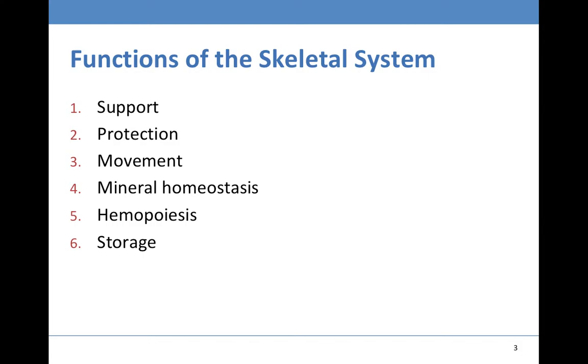Hemopoiesis means blood cell formation or the creation of blood cells. And this actually occurs in the red bone marrow, which will be located in our bones. And then finally, as far as storage functionality, our bones provide storage of triglycerides, so a fatty-like composite.